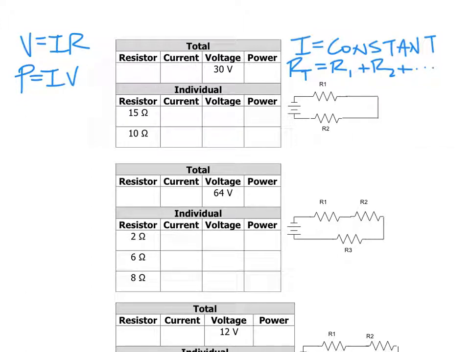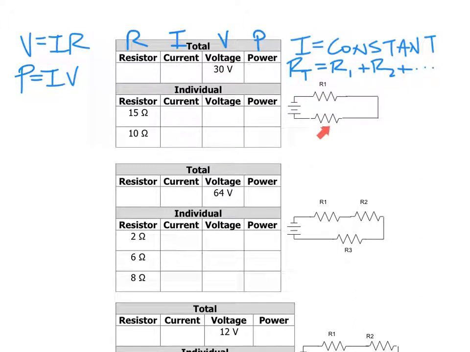Okay, so if I'm looking at my table here, I see I've got a column for resistors, which is R, a column for current, which is I, a column for voltage, which is V, and power is P. So we're going to use these rules to help us calculate everything that is missing. I'm looking at my table here, and it tells me that my total voltage is 30. So this battery here is pushing out 30 volts.